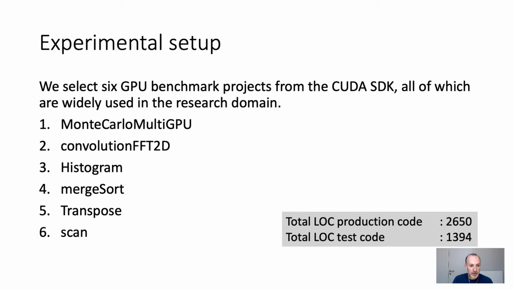Our experimental setup consists of 6 GPU benchmark projects from the CUDA SDK, all of which are widely used in the research domain, but perhaps not in the software testing domain. The total lines of code in terms of production code for these 6 programs together are 2,650 lines of code. On the other hand, the lines of test code comprise 1,394 lines of code.